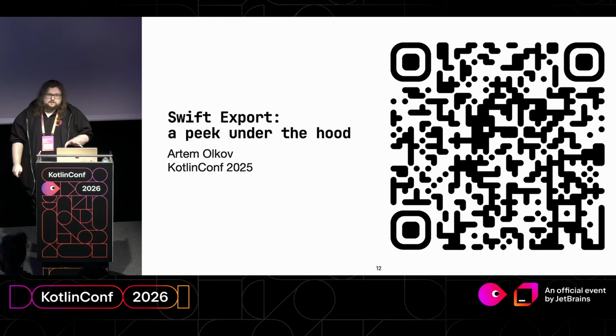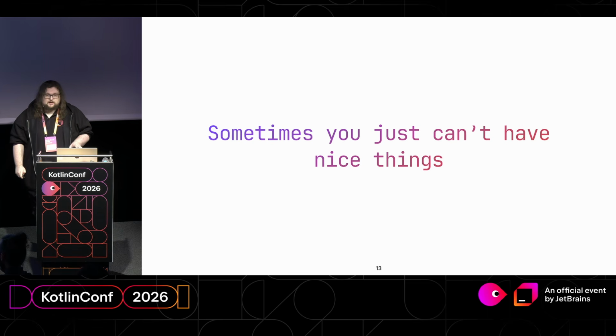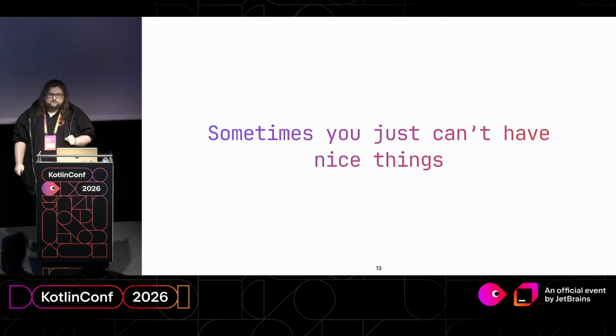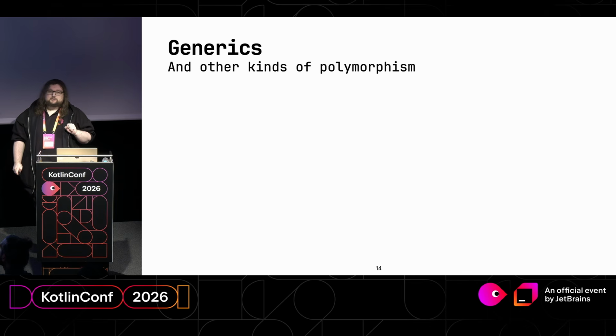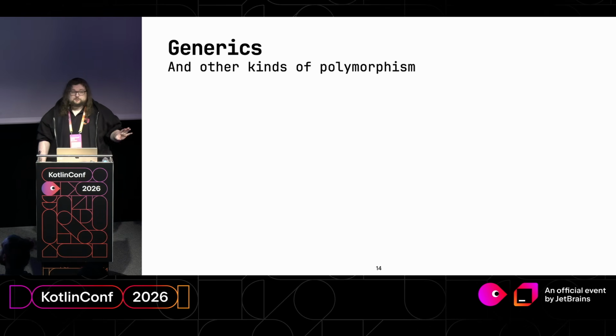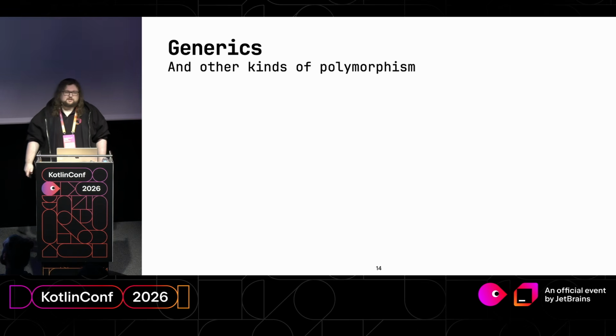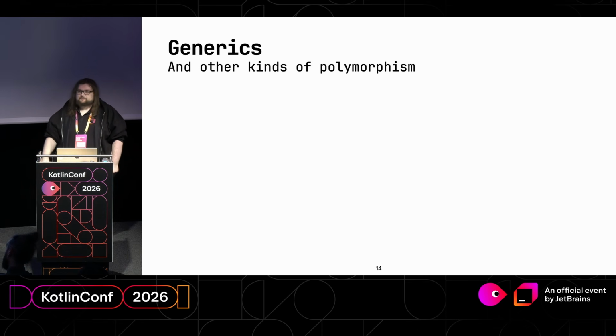Because today we are not talking about what we can do. We are talking about what we cannot. Because sometimes you just cannot win at all, right? Let's talk about 3 examples. First one will be generics. Well, it actually should be called polymorphism, and how different kinds of polymorphism can collide in Swift and Kotlin, but let's see. Let's talk about generics.